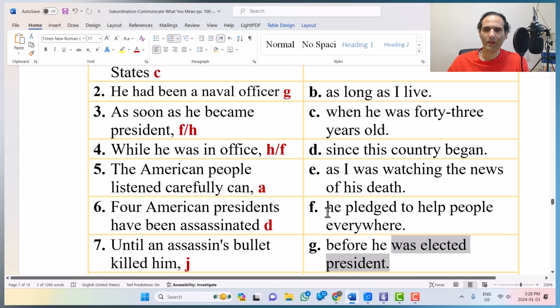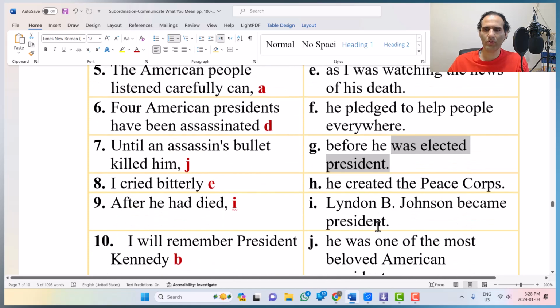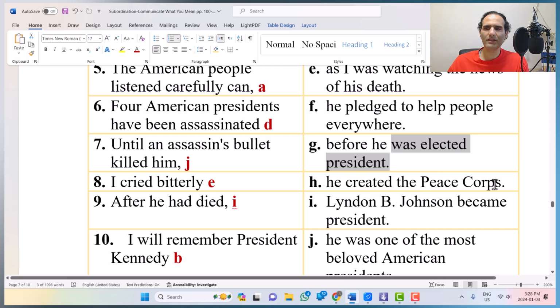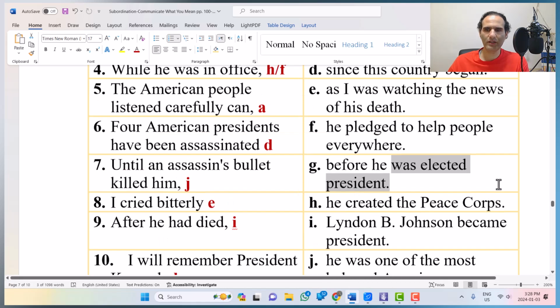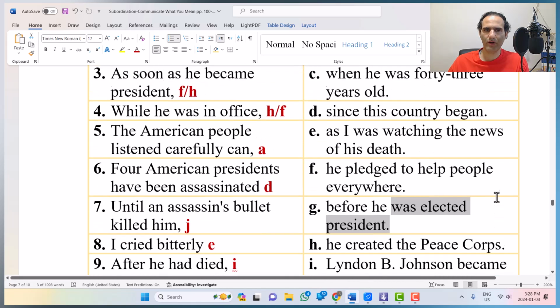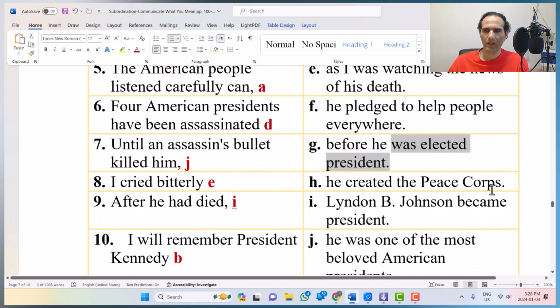F, he pledged to help people everywhere. He promised to help people everywhere. Or he created the Peace Corps. He created the Peace Corps. Both of these answers are possible for number 3. What is Peace Corps? Firstly, it is not corpse.